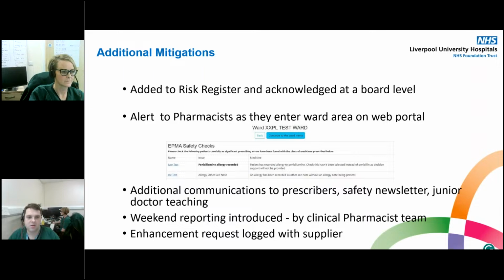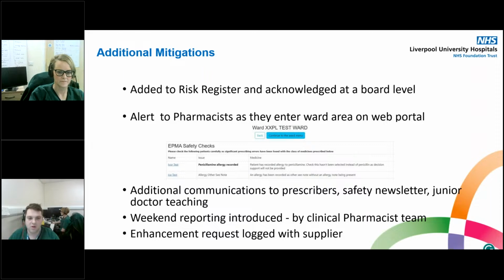So once we got a bit of an idea of how big the problem was, we added it to the risk register, which Leah showed on a previous slide. It was also acknowledged at a board level. We have an internal web portal that the pharmacists use to prioritize all our work and see various safety warnings, and that was added. So the pharmacist has to go through this page in the web portal to see there's a penicillamine allergy recorded. You might want to have a look at this patient. That's if it's not caught by the EPMA team.